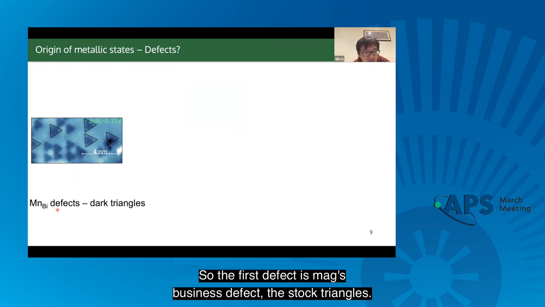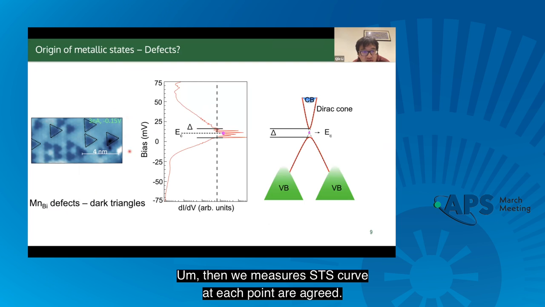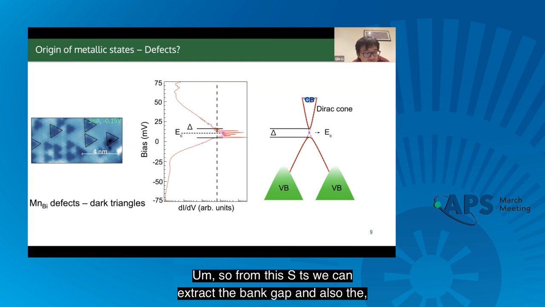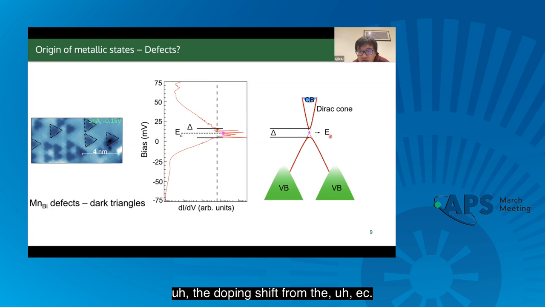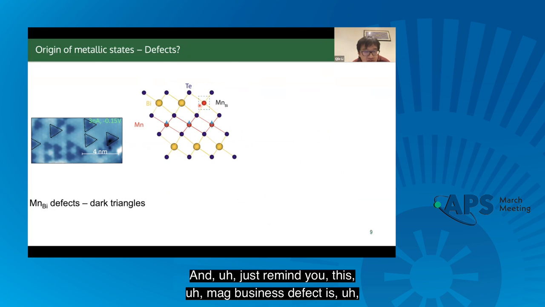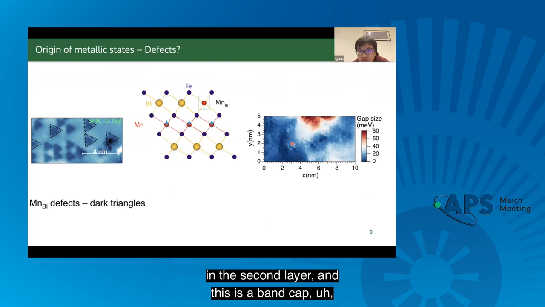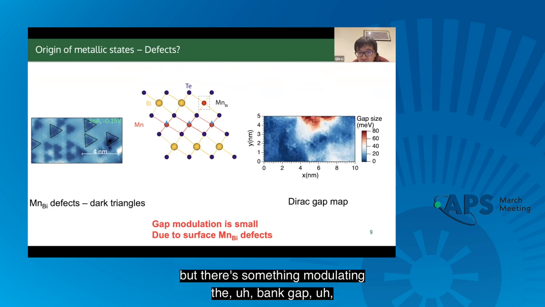The first defect is the manganese bismuth defect, those dark triangles. We measure an STS curve at each point on a grid. From this STS, we can extract the band gap and also the center of the band gap, which basically means, as you can see in the schematic of the band structure on the right, that it allows us to tell the doping shift from the EC. Just to remind you, this manganese bismuth defect is in the second layer, and this is a band gap map we extracted from our measurements. You could see some defects in that map, but there's something modulating the band gap on a large scale.